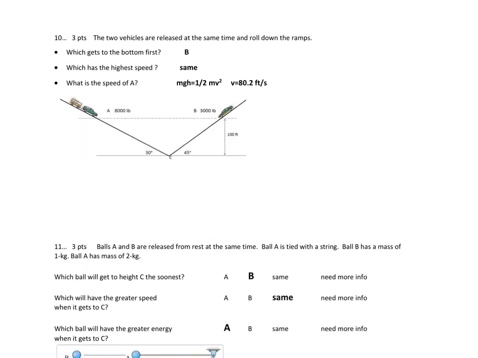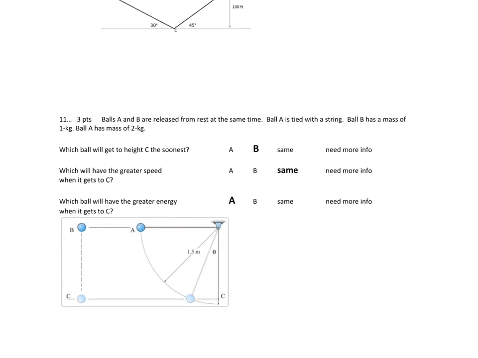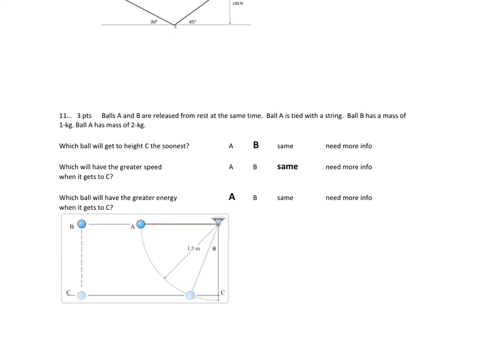All right, which one gets to the bottom first? This is a classic mgh equals 1/2 mv squared, so they both have the same speed. However, this one has a much shorter distance to travel, so it gets there first. And how about this one? Which one gets there at the same speed? If you've got mgh equals 1/2 mv squared, they do have the same speed. And which one gets there first? Well, B gets there first because it just has a shorter distance to travel.